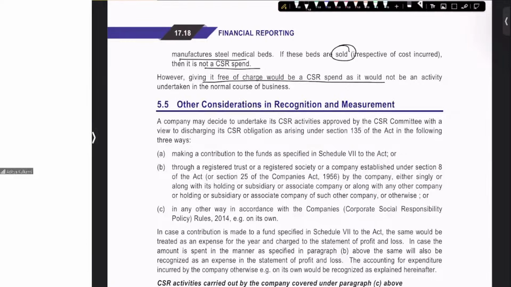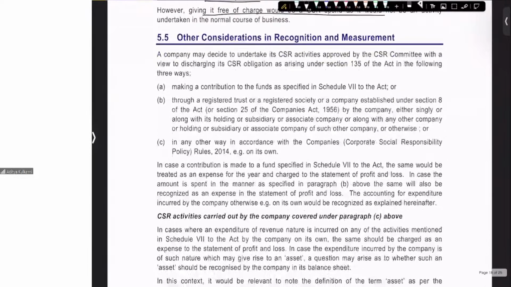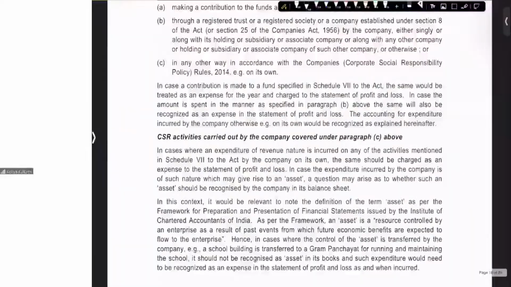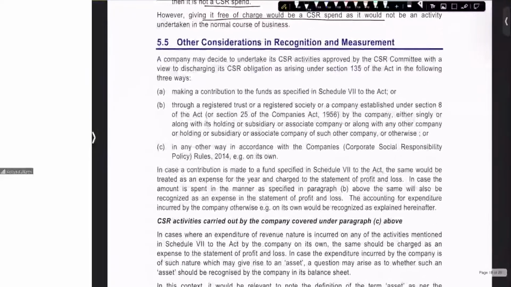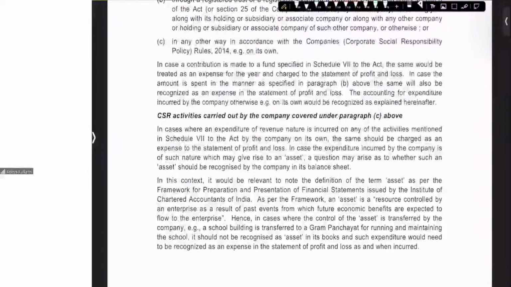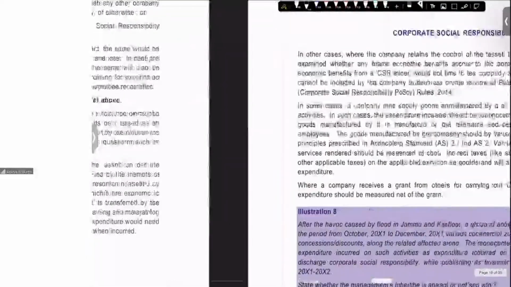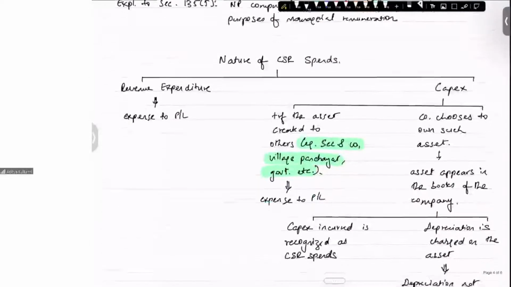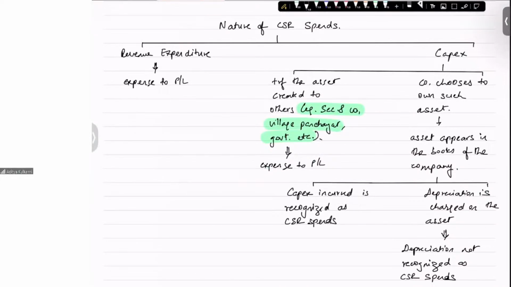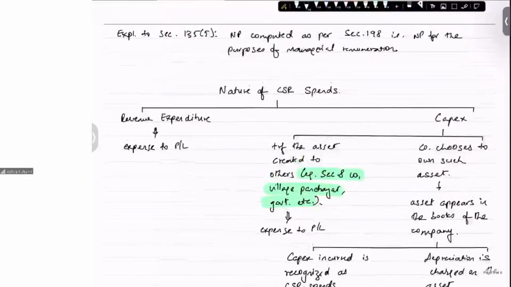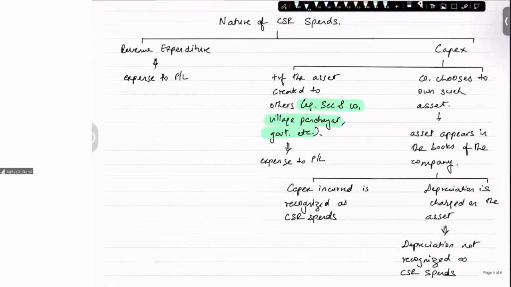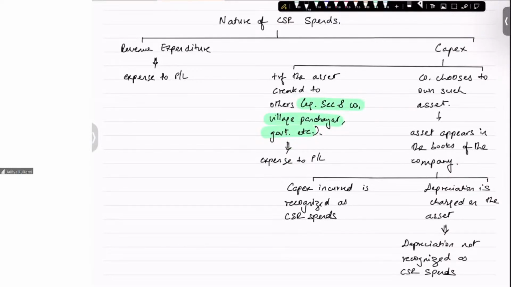Okay, coming to the next one, other considerations in recognition and measurement. Let us look at the nature of CSR spends. Now, this is very typical. I am explaining the position prior to an amendment. Then there is an amendment, and that should sort out the whole thing.